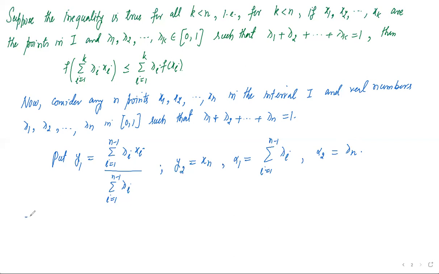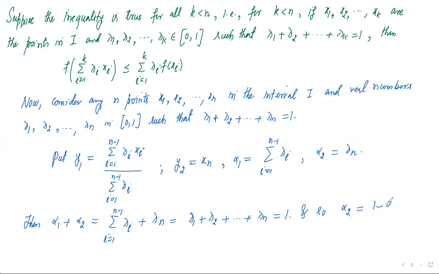Then we observe that alpha 1 plus alpha 2 is equal to the summation, i running from 1 to n minus 1, lambda i, which is the value of alpha 1, plus alpha 2, which is lambda n. So this is equal to lambda 1 plus lambda 2 plus ... plus lambda n, and this is equal to 1. And so we have alpha 2 equal to 1 minus alpha 1. And also the points y1 and y2 are in the interval I.